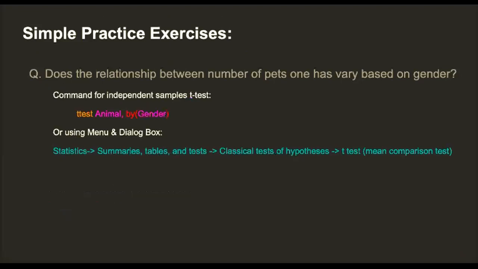All right, and now for another practice example. Let's say we wanted to know whether the relationship between number of pets one has varies based on gender of the participant. So for answering this question, we might want to perform an independent samples t-test. So to perform an independent samples t-test, we would type our command of t-test, and then we would type in our dependent variable, so animal, and then we would put in this option of by, and in parentheses, gender. So this would be our grouping variable.